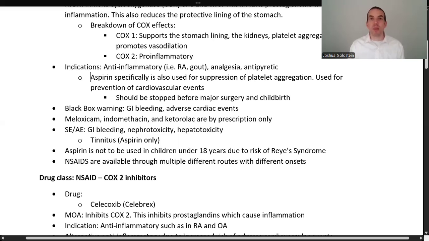You're probably not familiar with that because it's become a really, really rare condition because we've gotten so good at educating the public that children cannot get aspirin.